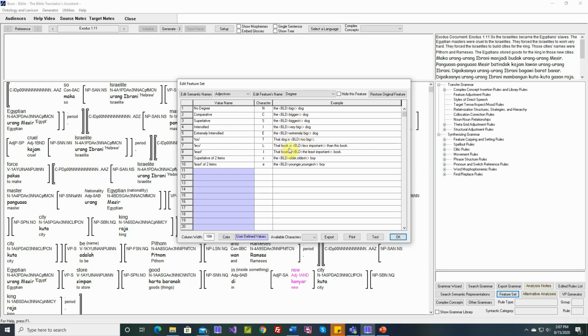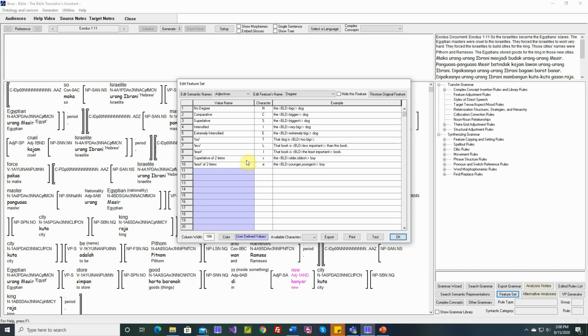Less, that book is less important than this book. Least, that book is the least important book. Superlative of two items. There are two ways of looking at this. In different languages, some languages adopt one way, other languages adopt the other way.